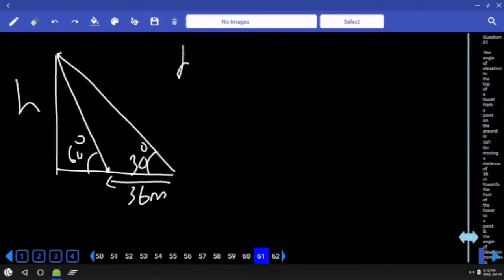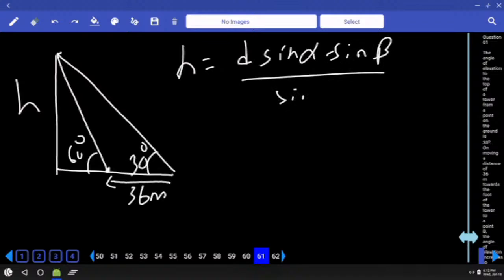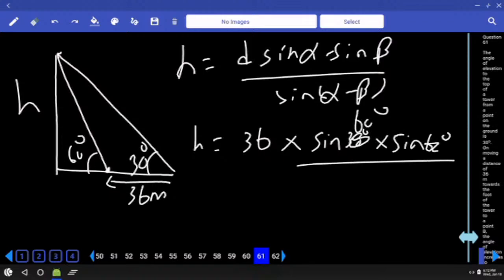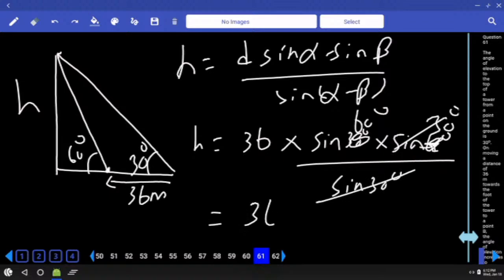Okay. We know the formula h equal to d sin alpha into sin beta by sin of alpha minus beta. Now h equal to distance, which is 36, into sin 30 into sin 60 by sin of 60 minus 30, that is sin 30 only. So 36 into sin 60, 36 into root 3 by 2. Answer is what? 18 root 3 meter. That's it.